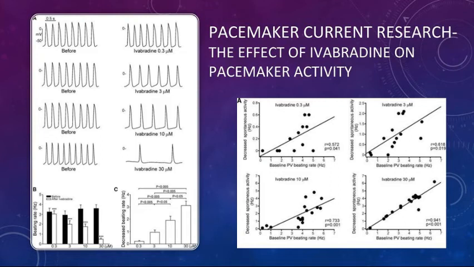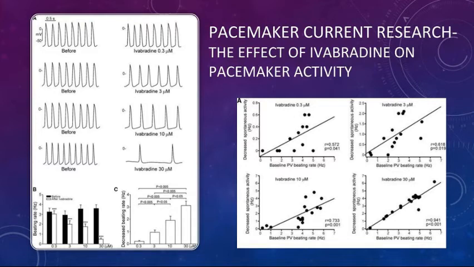The current research done in 2012 on the effect of ivabradine on pacemaker activity was published in the Journal of Cardiovascular Electrophysiology. The name of the article was Effects of Ivabradine on the Pulmonary Vein Electrical Activity and Modulation of Pacemaker Currents and Calcium Homeostasis. Their hypothesis was if rabbits are exposed to ivabradine, a heart rate decreasing agent, then the rabbit's pacemaker activity and pacemaker current, IF, will decrease.